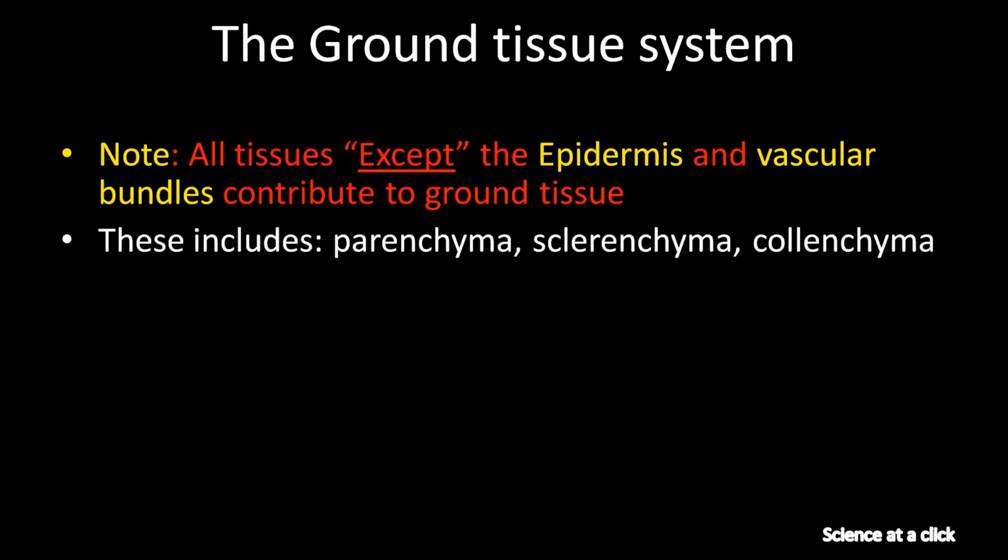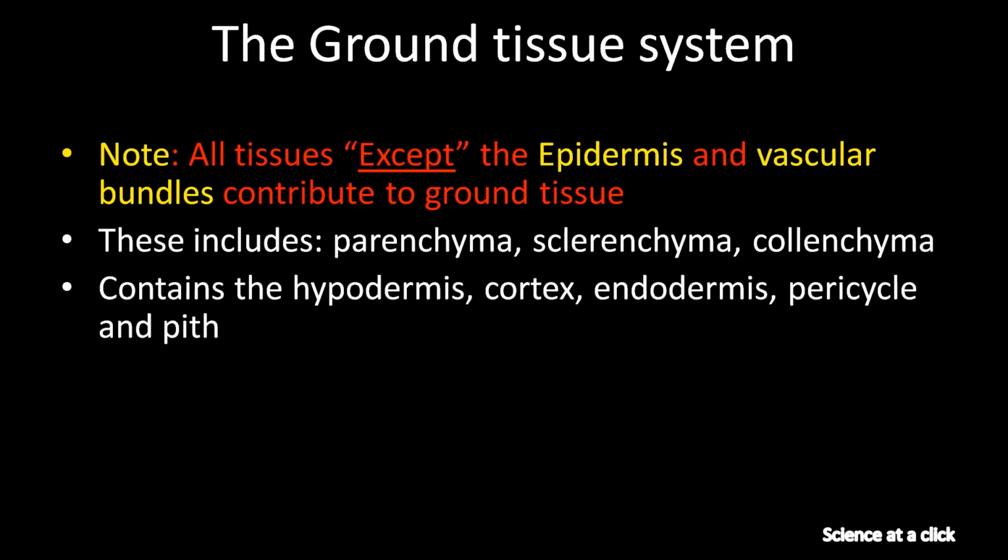Cells such as parenchyma, sclerenchyma and collenchyma are found in this tissue system. Besides this, it is defined as the tissue system which has the hypodermis, cortex, endodermis, pericycle and pith.